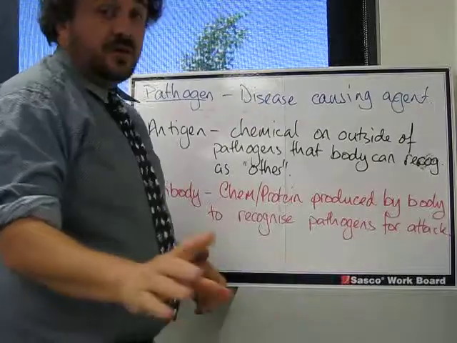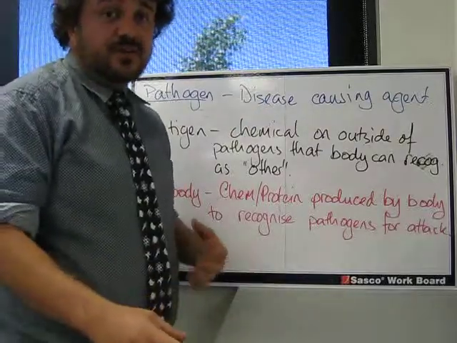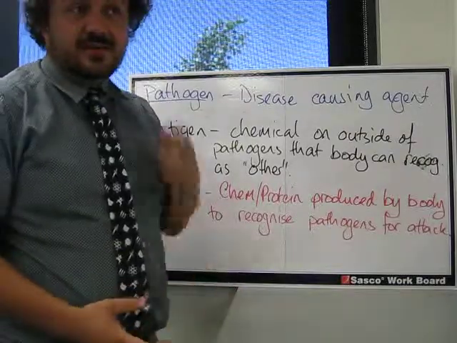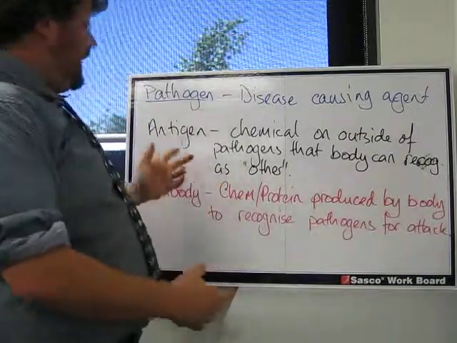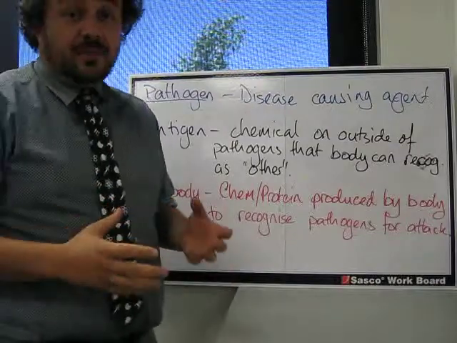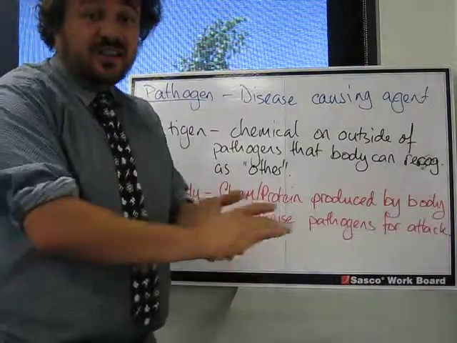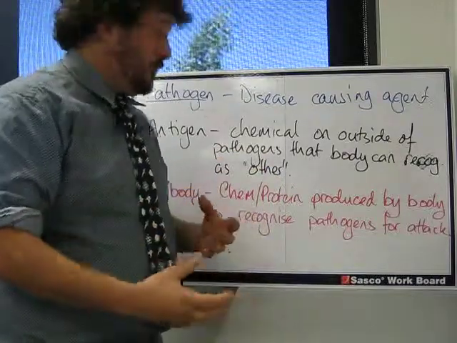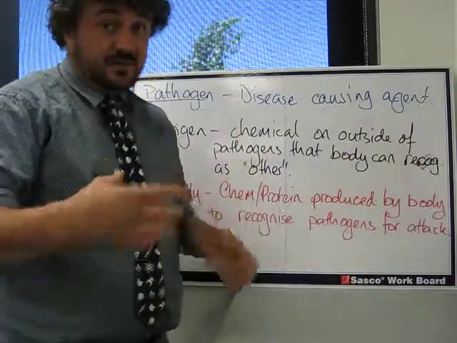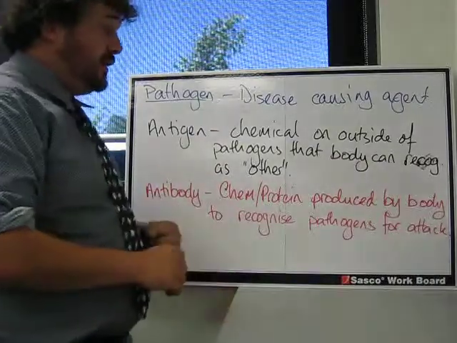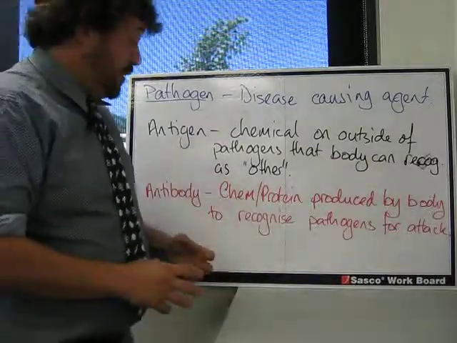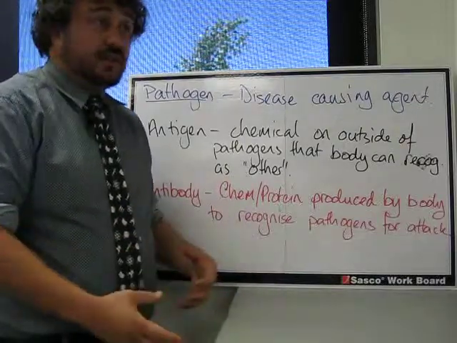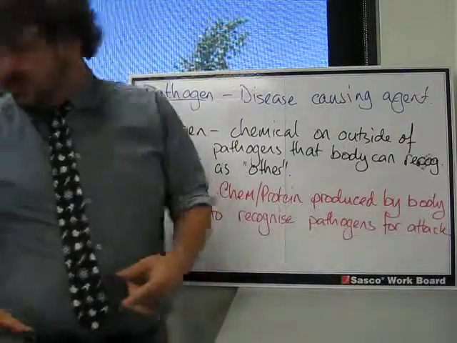First, we're just going to go through a few words that we need you to know. For example, a pathogen is just a disease-causing agent. That shouldn't be new. An antigen is a chemical, usually a protein, on the outside of a pathogen that the body recognizes as foreign or other, so that's why it attacks it. And an antibody is a chemical produced by the body so that the body can recognize pathogens for attack in the future. Okay.